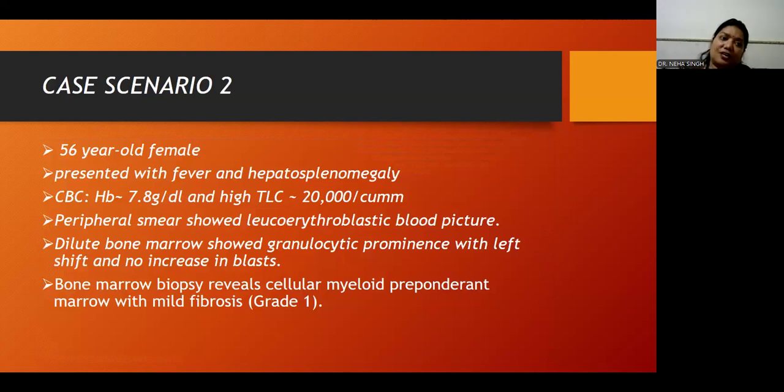So let's try to understand the Ph negative MPNs through a case. It is a 56-year-old female who presented with fever and hepatosplenomegaly. The CBC showed anemia, less than 8 gram per dL, and the TLC was mildly raised, around 20,000. The PS showed a leukoerythroblastic blood picture. The marrow was dilute and did not show an increase in blasts. There was granulocytic predominance with left shift. Biopsy showed grade 1 fibrosis.